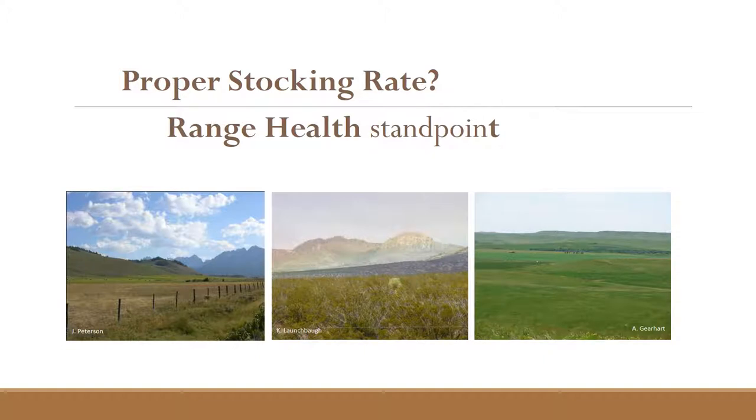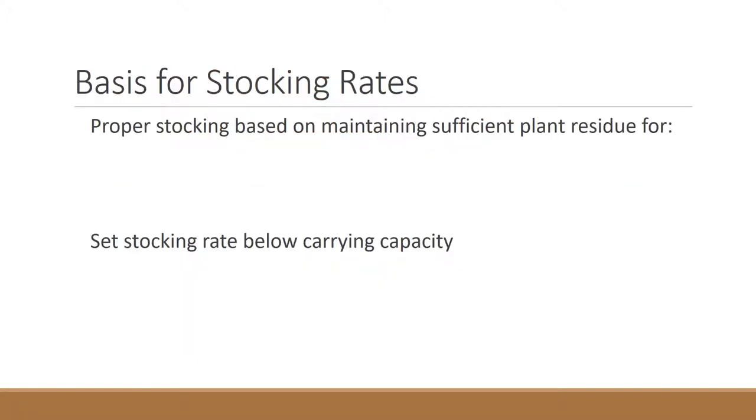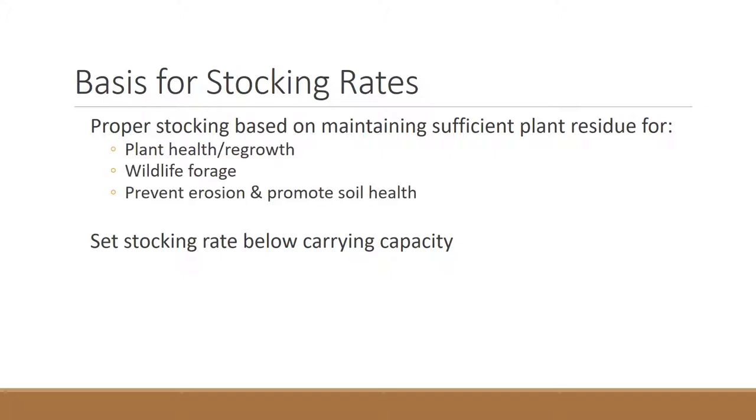So let's go into three different and important factors about why we might set a proper stocking rate. First, let's think about the range health standpoint. To set a proper stocking rate from a range health standpoint, one of the things you want to do is maintain sufficient plant residue after the animals are gone. So even when the animals are foraging, you want to make sure that there's enough leftover forage to maintain range health. Now what would that leftover plant residue be good for? Think about it. At least three things it would be important for. One is you got to leave enough forage behind so the plant can regrow.